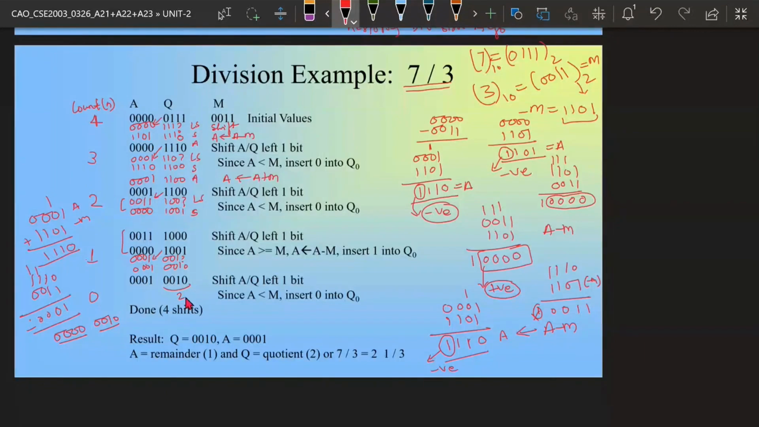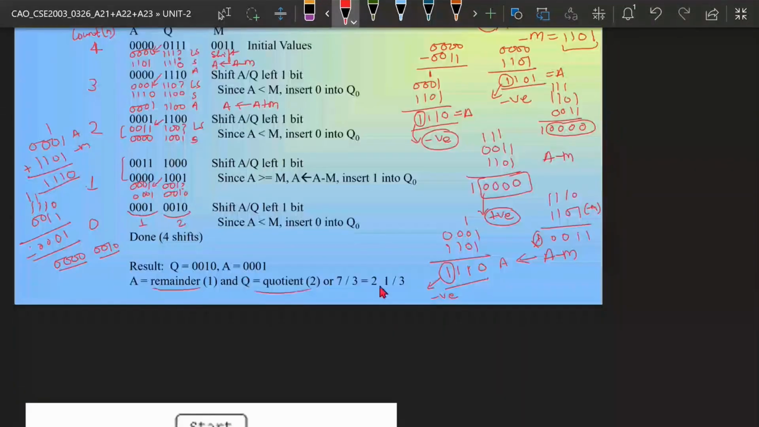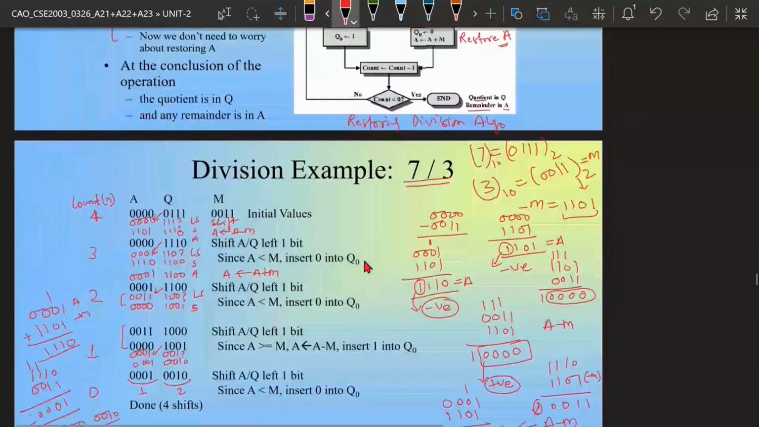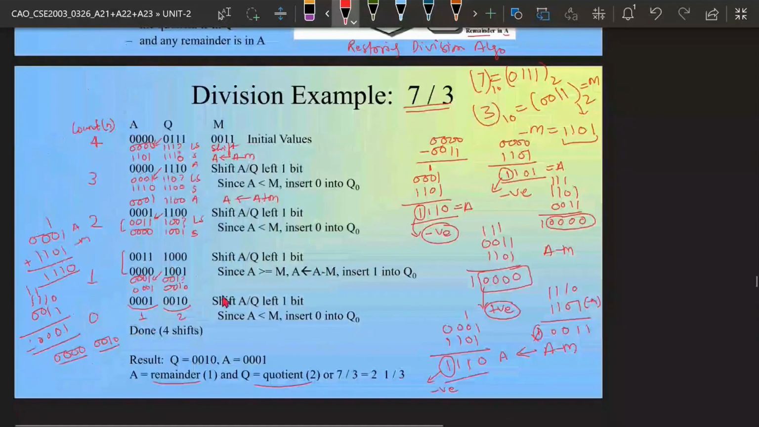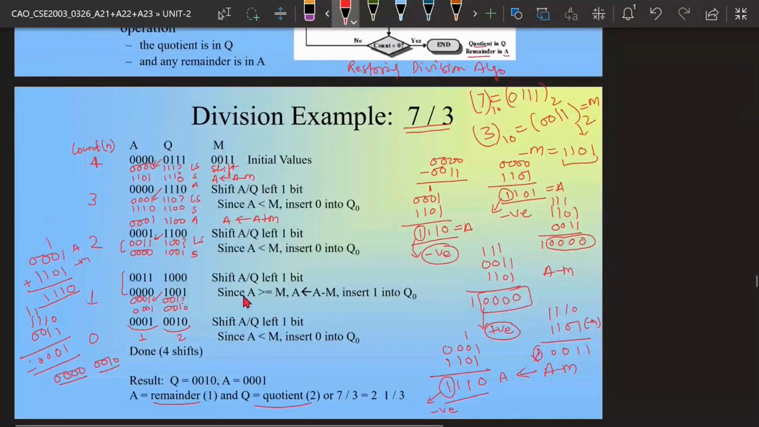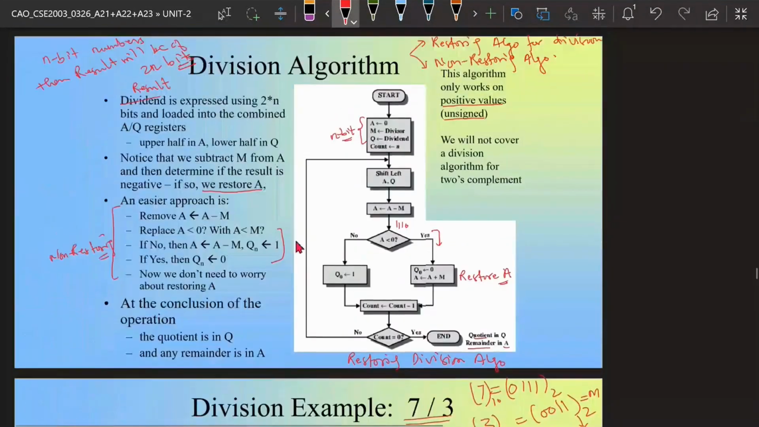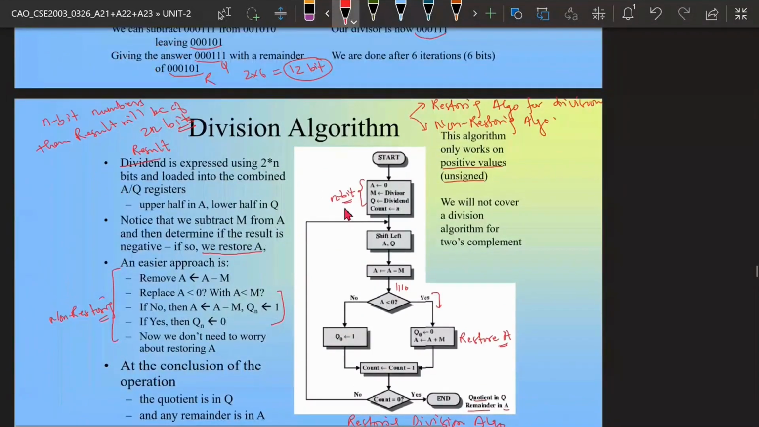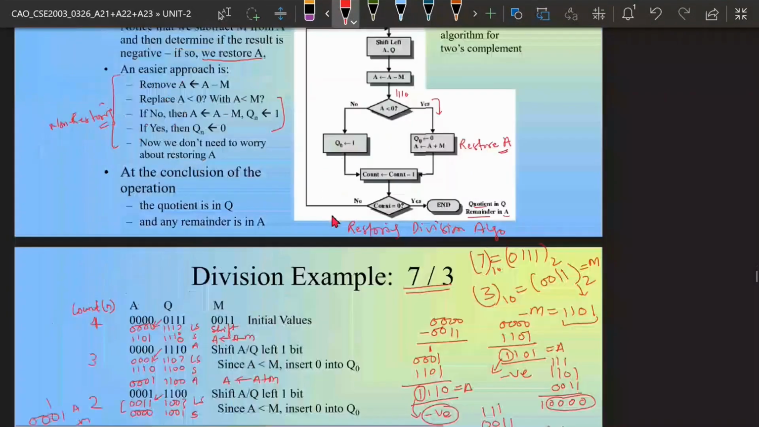So the remainder will be 1 and the quotient will be 2. So after dividing 7 by 3, we will be getting 2 and 1 by 3. That will be the answer. So yes, that's all about the non-restoring type of algorithm for dividing the numbers, unsigned numbers basically, in case of a fixed point number system.